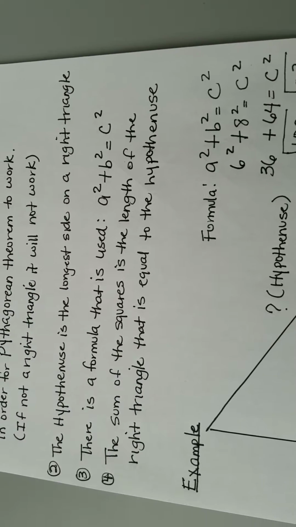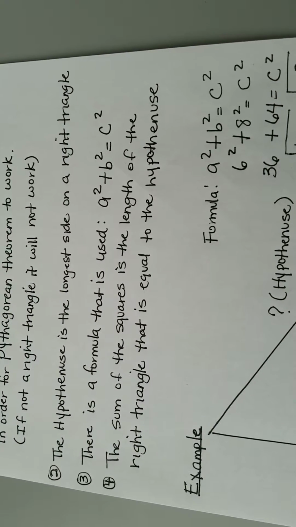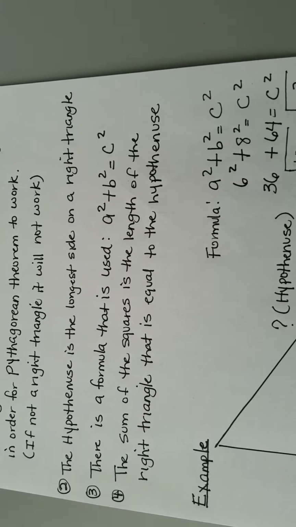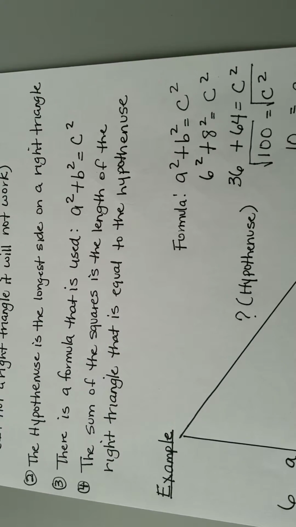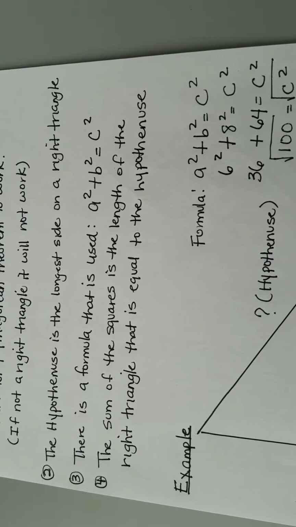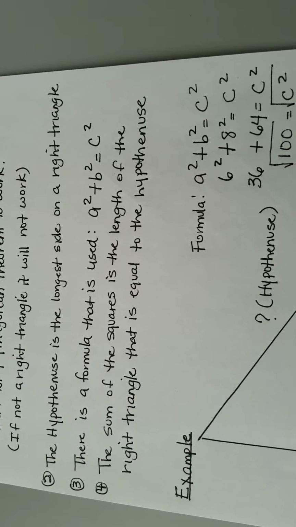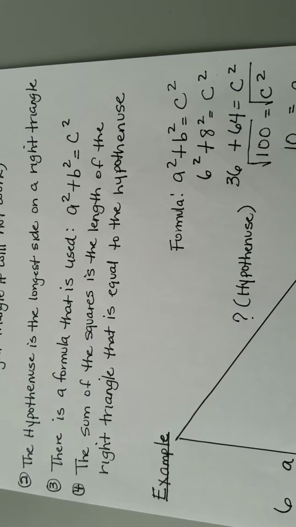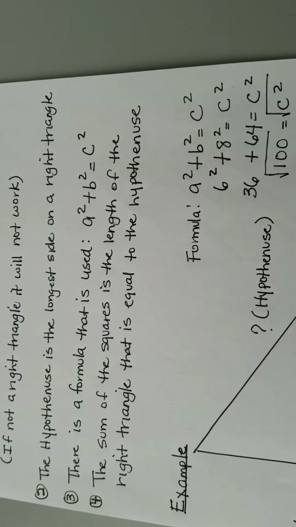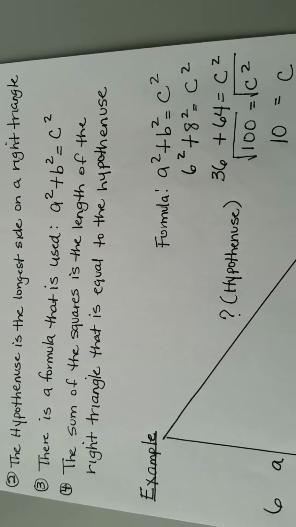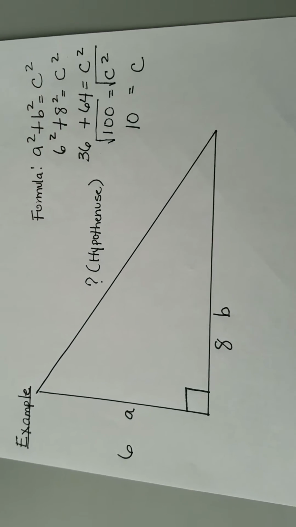And third, there is a formula that is used, which is a squared plus b squared equals c squared. The fourth rule is the sum of the squares of the two sides of the right triangle is equal to the square of the hypotenuse. So for example, here is my example.